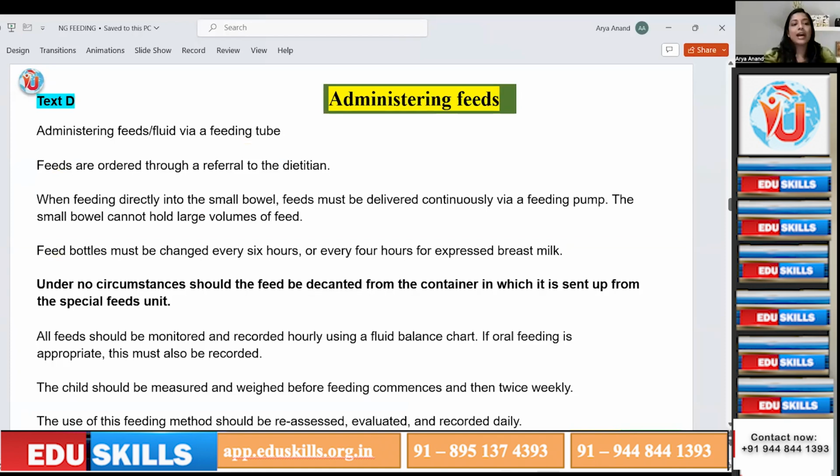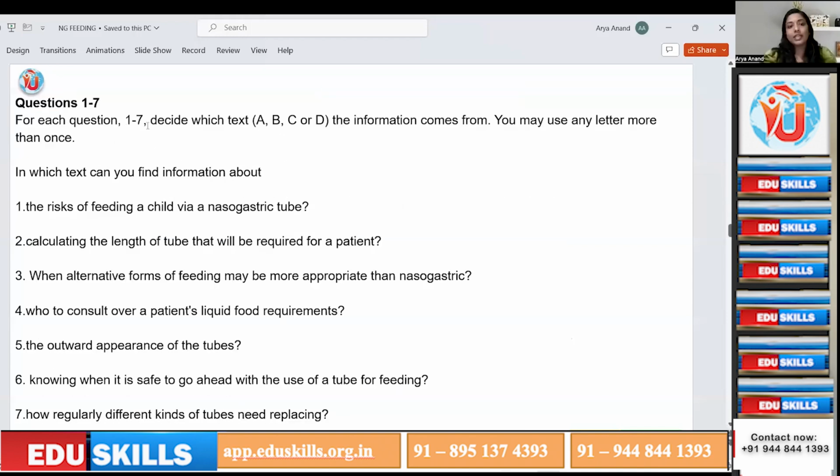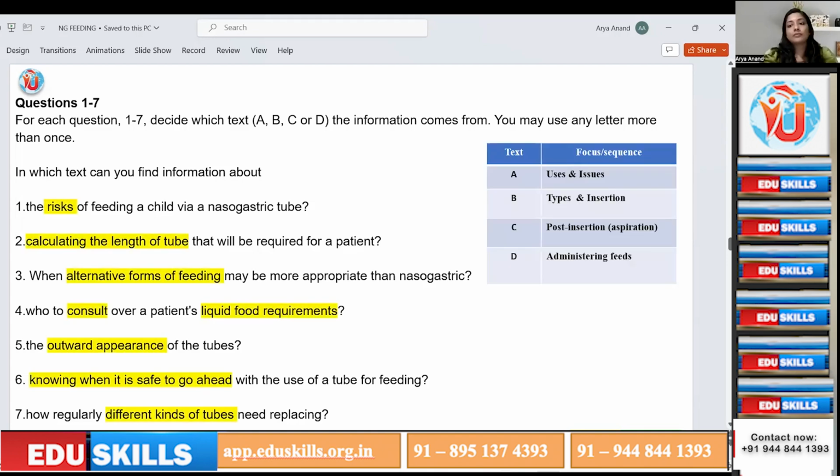Now you have 1 to 2 minutes to answer your questions 1 to 7. Fine. The questions will be like this. Okay, questions 1 to 7. You need to match the text. For each question, 1 to 7, decide which text, A, B, C, or D, the information comes from. You may use any letter more than once. So are you ready to tell the answers? Yes, ma'am.